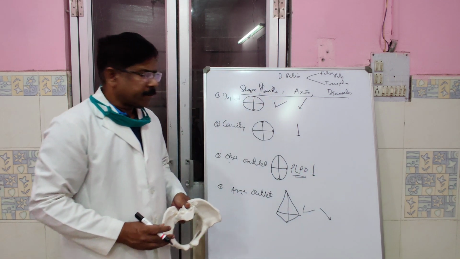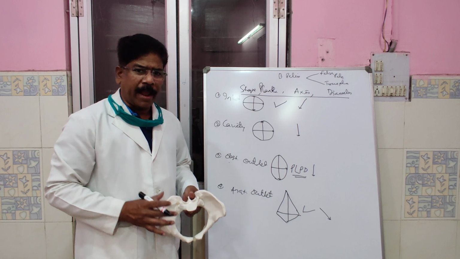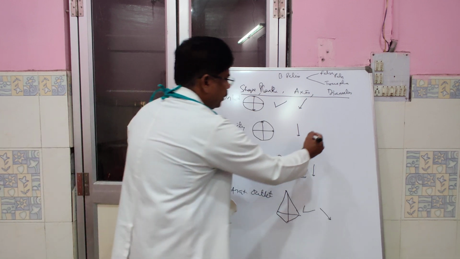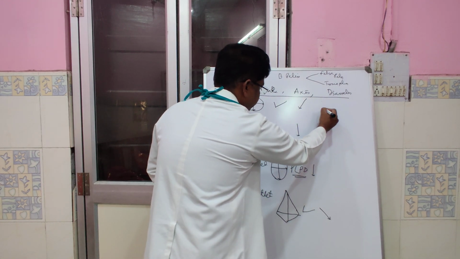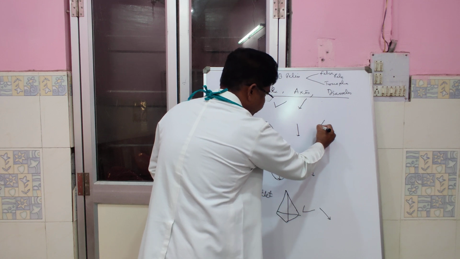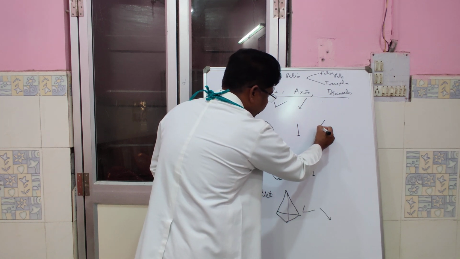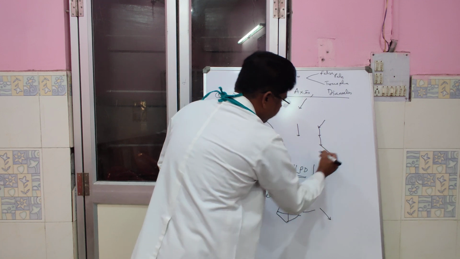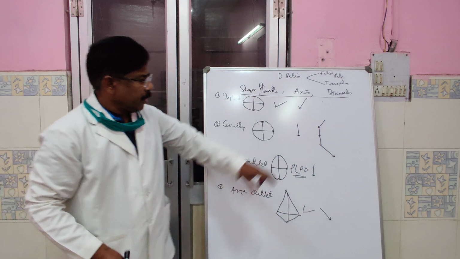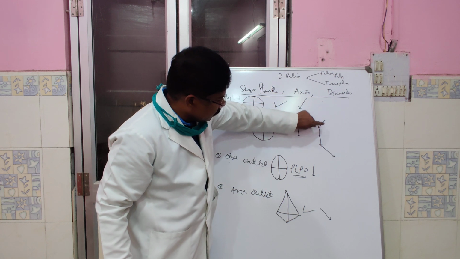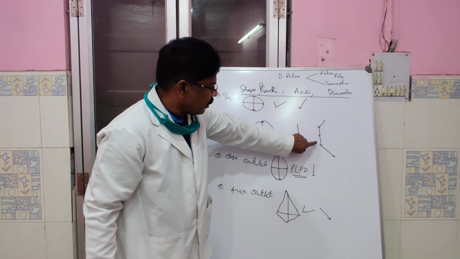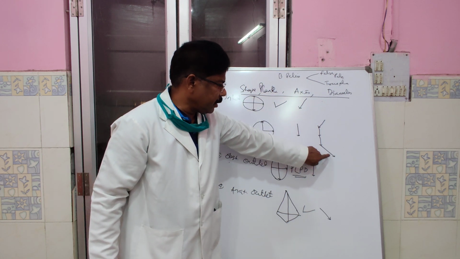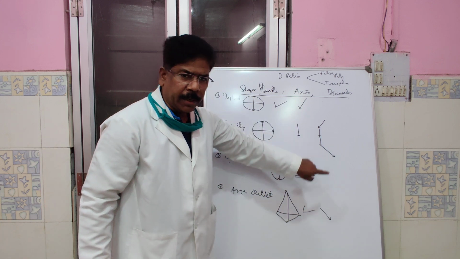So the direction of the pelvic axis: first it is downward and backward, then it is downward, and then it is downward and forward. This is the direction of the inlet, this is the direction of the cavity, this is the direction of the obstetrical outlet, this is the direction of the anatomical outlet.